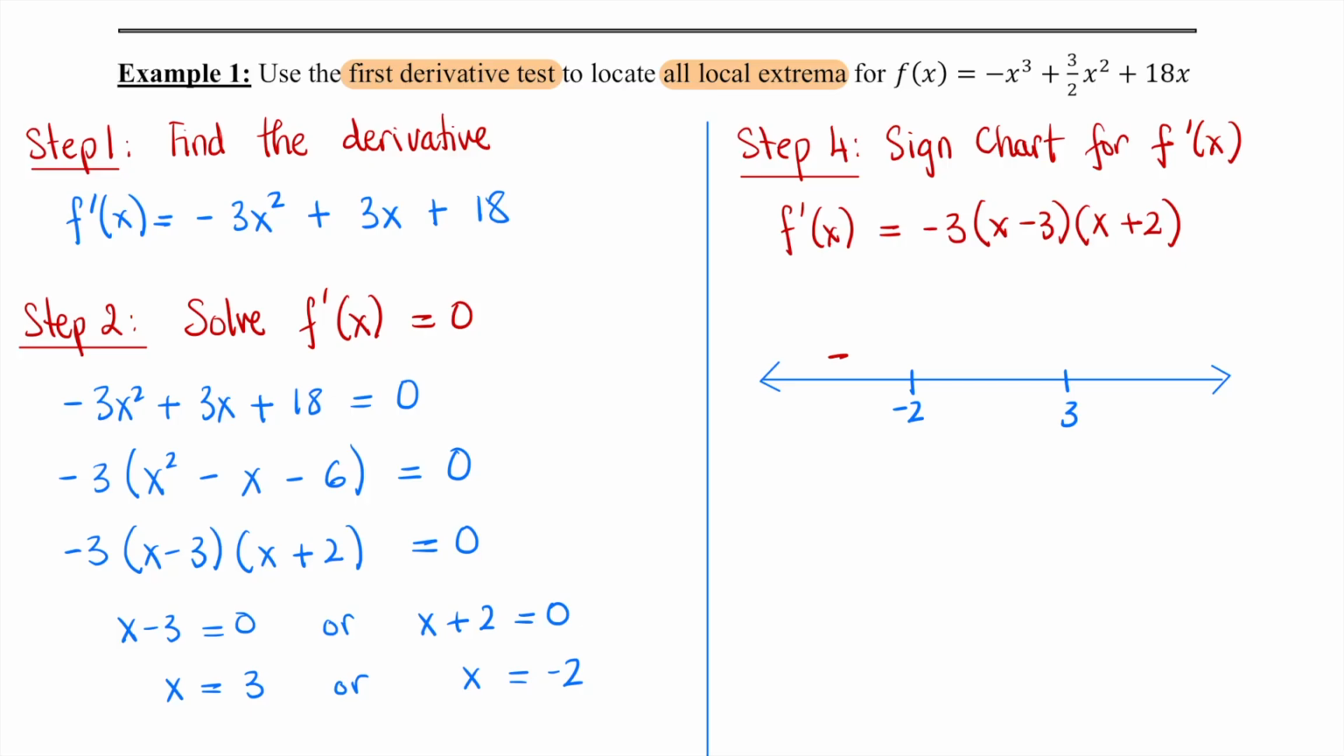Next, we need to pick a number in this second interval from -2 to 3. Let's pick 0. And I take 0, I plug that into here. 0 minus 3 is negative. 0 plus 2 is positive. So I have positive times -3. That is positive.